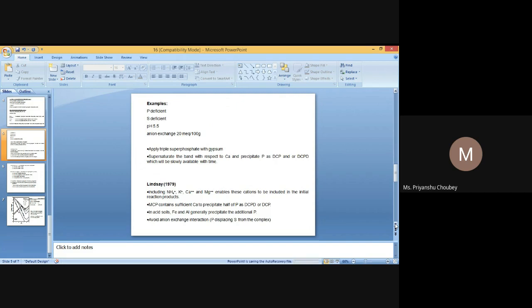alluvium by water, lacustrine by a lake, marine by an ocean, aeolian or loess by wind, colluvium by gravity action, and till or moraine by ice.